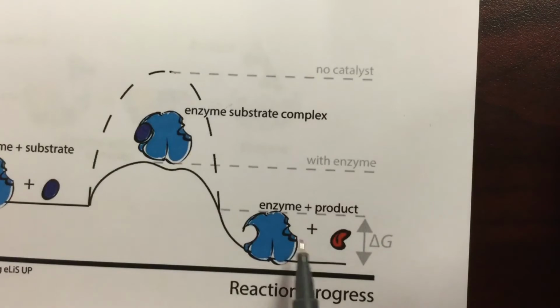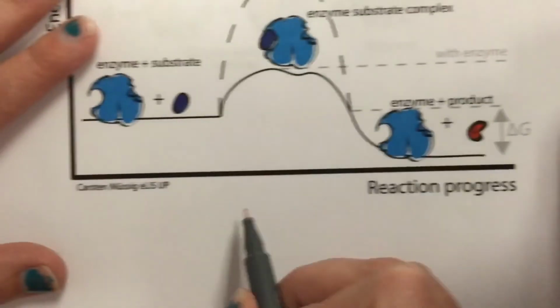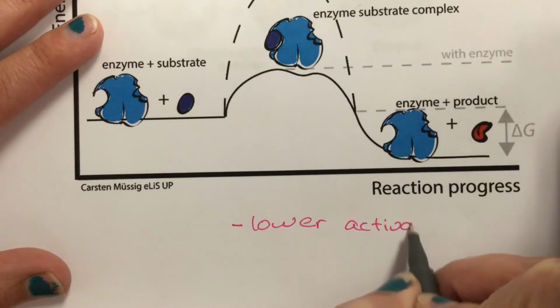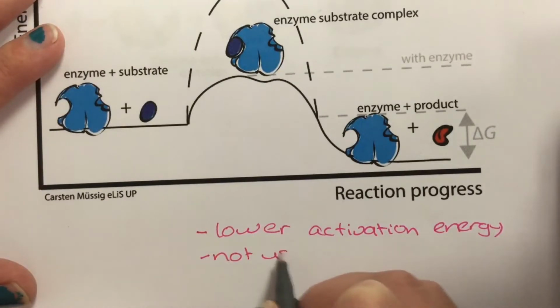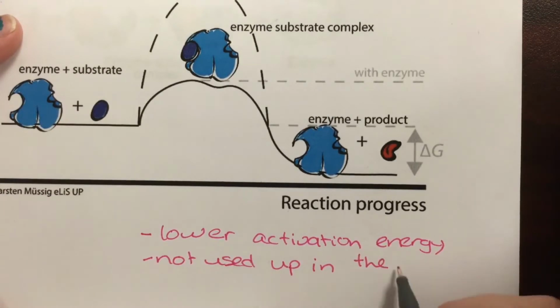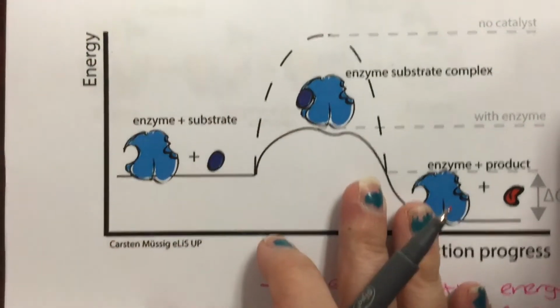This enzyme does that. And the other thing you're going to notice is this enzyme, look, we've created a new product, but this enzyme is not used in the reaction. So they're lowering the activation energy. So we can say that again: lower the activation energy, and not used up in the reaction, which is good because we can use them over and over and over again. This enzyme can now go grab a new substrate and do this whole reaction again.